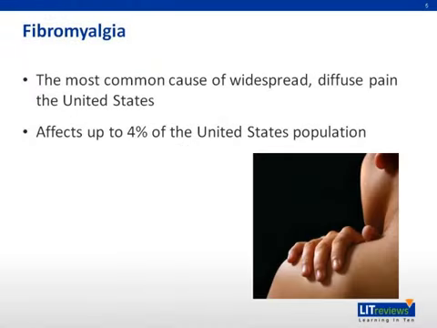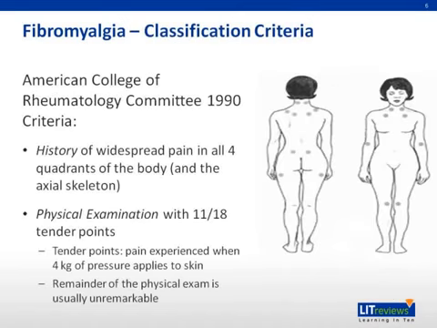Fibromyalgia is the most common cause of widespread diffuse pain in the United States, which possibly affects up to 4% of the U.S. population. In 1990, the American College of Rheumatology developed classification criteria to help guide clinicians in the diagnosis of fibromyalgia. These criteria are meant to be a guide and not a definitive diagnostic criteria. In fact, 50% of patients may not fully meet this classification criteria.